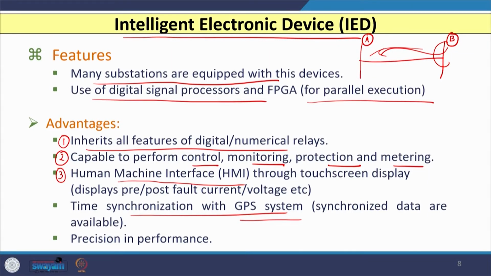So, synchronized data is also available if we use this type of relay, and this relay has an operating time that is lower compared to the previous generation of relays. So, fault clearing time can be reduced drastically if we use this type of relay.